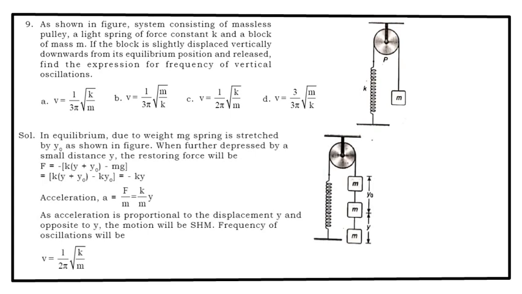Now you know that in equilibrium due to weight Mg, the spring is stretched by say y0. When further depressed by a small distance y, the restoring force will be F is equal to minus K (y plus y0) plus mg. So I put that value, minus K y minus K y0 plus K y0. So F is equal to minus Ky. Now we know that a is equal to F upon M. So my a would be equal to K into y by M. As acceleration is proportional to the displacement y and opposite to y, the motion is SHM and the frequency of the oscillation nu would be equal to 1 upon 2 pi square root of K by M. So option C is the correct answer.